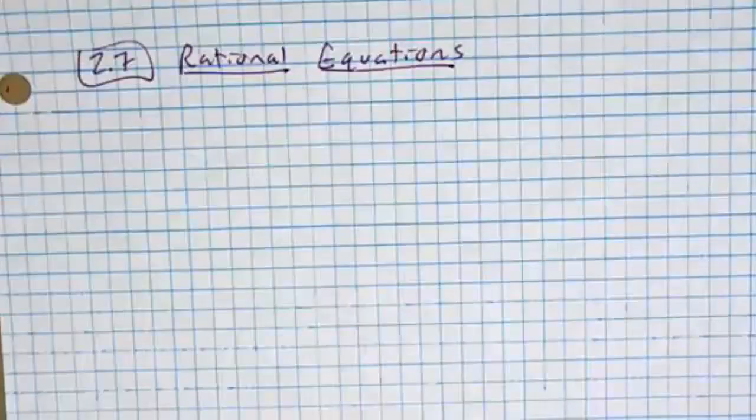So the really big idea in 2.7 is solving equations that have rational portions of them, meaning fractions. Did you guys talk a lot about fraction busting last year in Algebra 2? So that's basically what this is. It's just all fraction busting. There's not a whole lot in the way of notes. Really, we're just going to go through a few examples together.